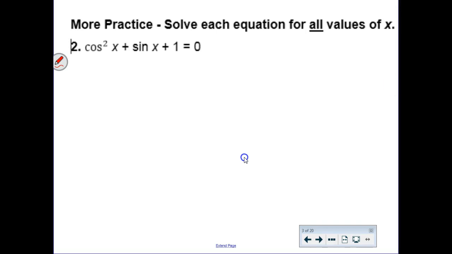Alrighty. This next one, we have cosine squared plus sine plus 1 equals 0. So it's feeling very polynomial-like to me. Unfortunately, I can't work with cosine squareds and sines in the same problem if there's no factoring I can do right now. So you're going to want to trade. Cosine squared is a good trade. That's a Pythagorean trade. What can you trade cosine squared for? Is it 1 minus sine squared?